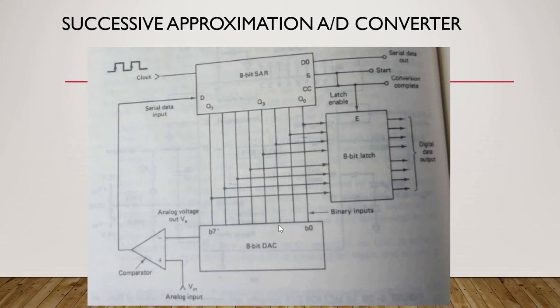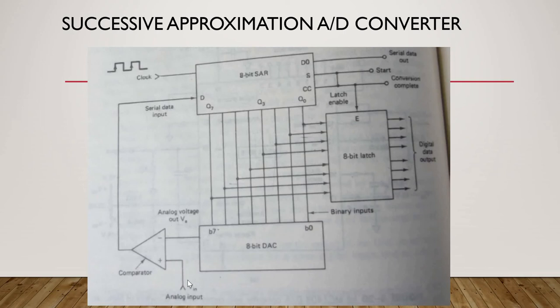This will convert these binary inputs to an analog one. So you will be getting the analog equivalent of this Q7 bit as high. That will be compared with your analog input Vin. How the comparator generates the output: if the comparator output is low, it indicates that your VA is greater than Vin.